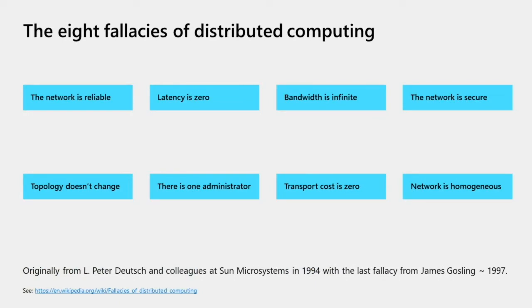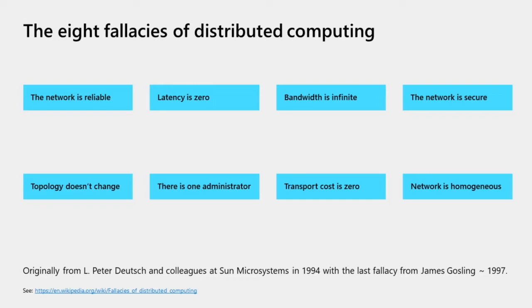This is where I'll introduce you to the 8 fallacies of distributed computing. I won't talk about all of these, I'll highlight a few of my favorite ones. The first one, number one: the network is reliable. As we all know, networks go up and down, right? And the systems we create ideally should be resilient to those network outages or network issues. Secondly, latency is zero.